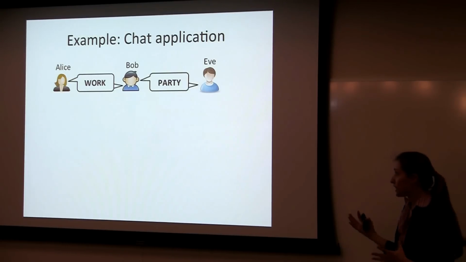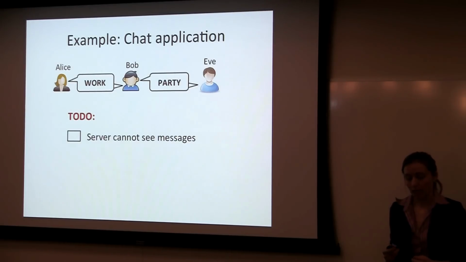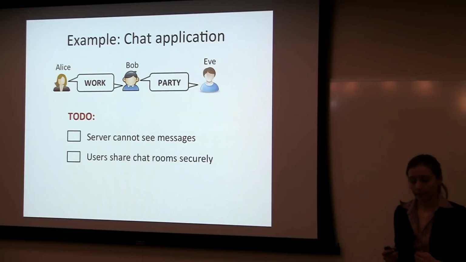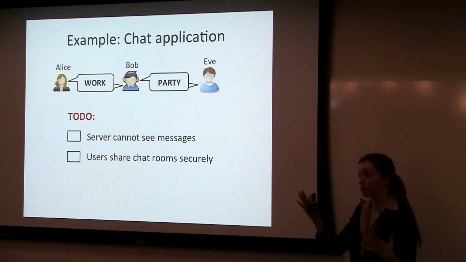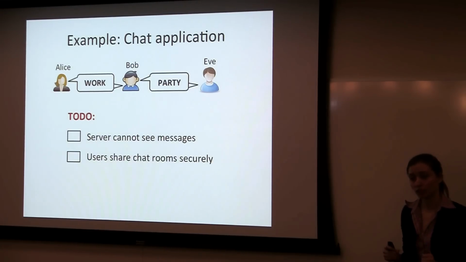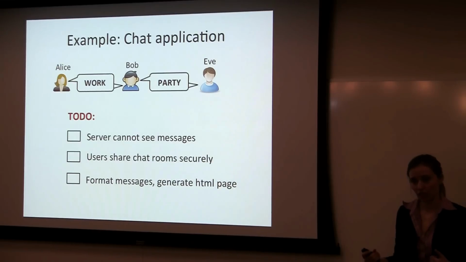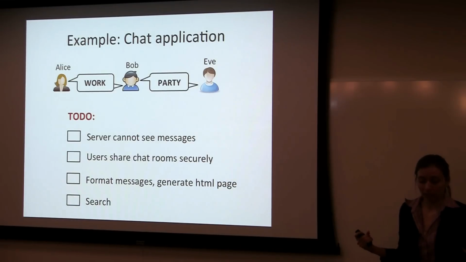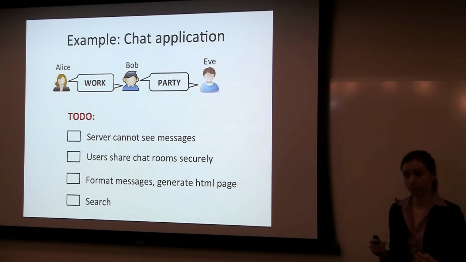So to support this application, we have to tackle a few things. So here's our to-do list. First, the server should not be able to see the messages. Second, the users should be able to share the chat room securely, which is just what I meant. If Alice and Bob share the chat room work, only they should see the content of the room and no one else. Third, we should have a way to format messages, generate HTML pages. All of this happens in a chat application. And finally, a lot of chat applications enable searching over the chat for keywords. So we should tackle all of these.